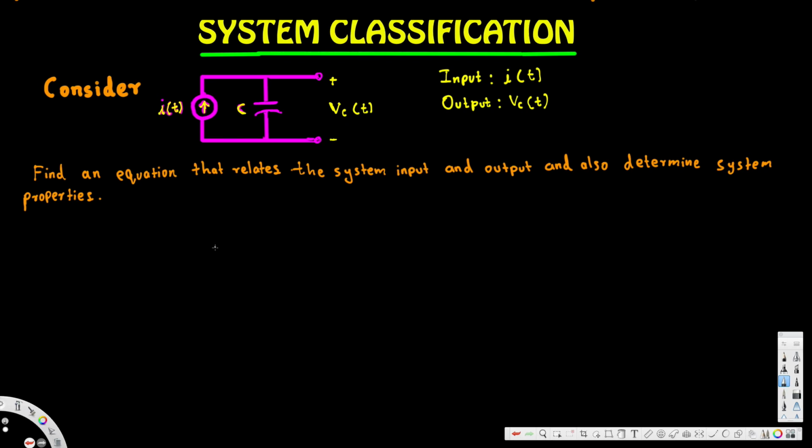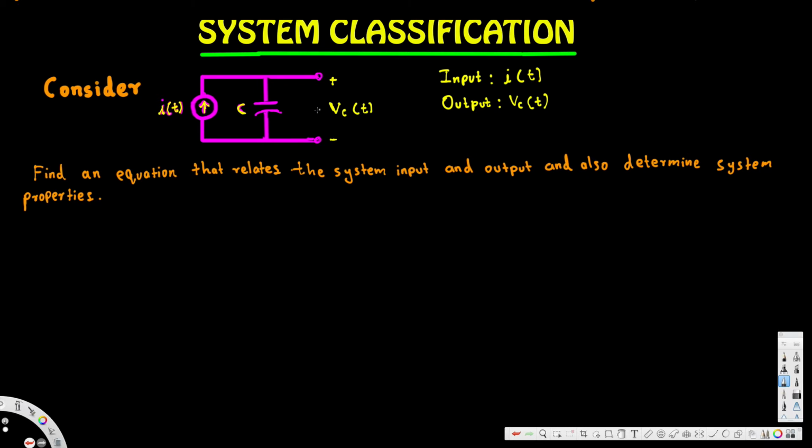Let's look at this problem right here. This question is asking: find an equation that relates the system input and output, and also determine the system properties. If you look at the circuit, here we have a simple circuit in series with a capacitor, and there's a current flowing through the capacitor, and the voltage output is going to be what?